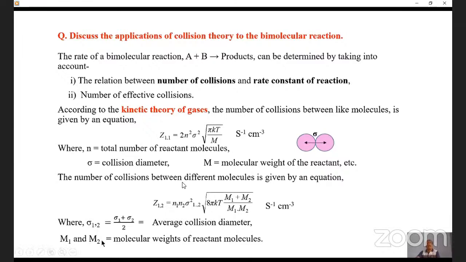and the Boltzmann constant K is equal to R upon N, where R is the gas constant and N is Avogadro's number. T is the temperature in Kelvin. M1 is the molecular weight of molecules of the first type. M2 is the molecular weight of the second type. So by using this equation, we can calculate the number of collisions taking place between different molecules per second per cubic centimeter volume.